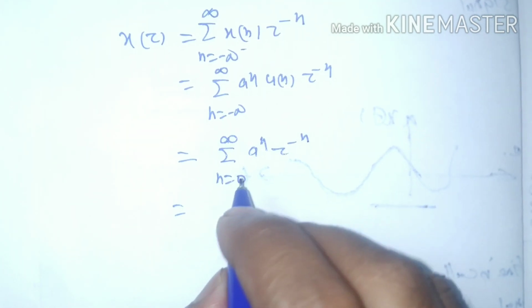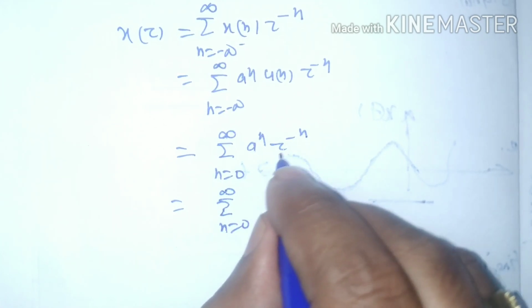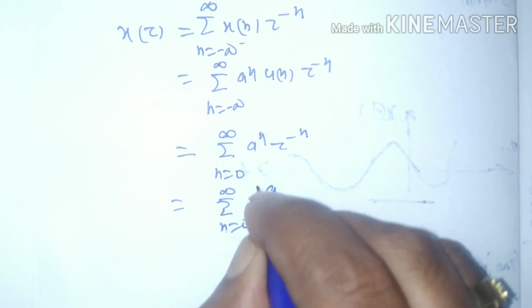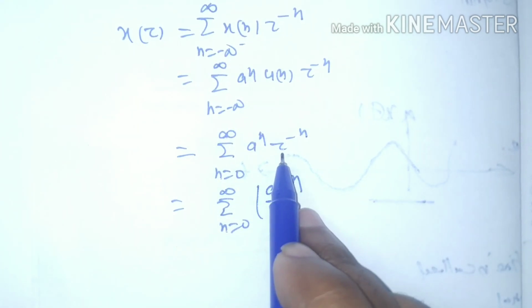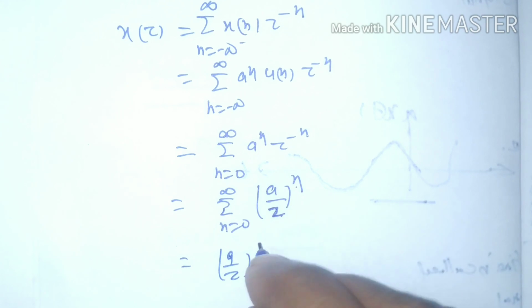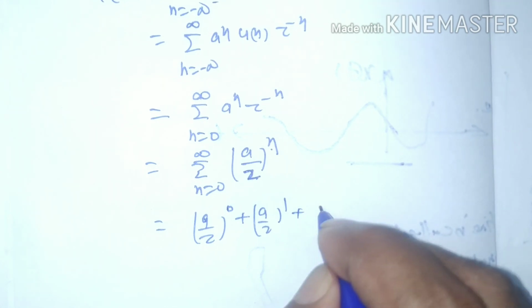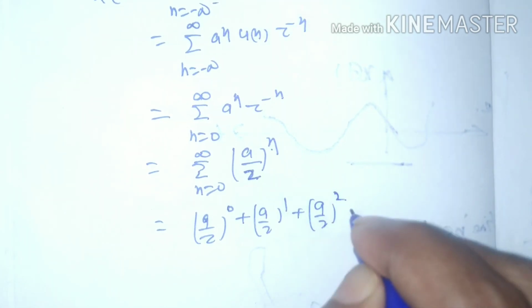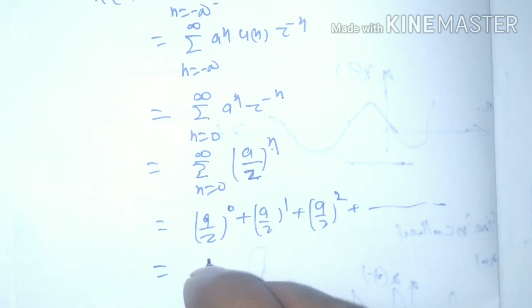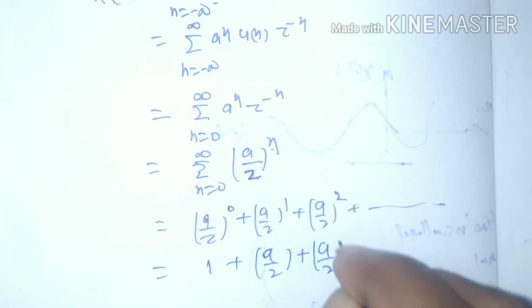Then its summation becomes like that, a and z to the power n. Here this term goes in the denominator, and if we expand this summation, putting n equal to 0 here, n equal to 1 here, n equal to 2 here, like that, it becomes 1 plus a by z plus (a by z) whole square.